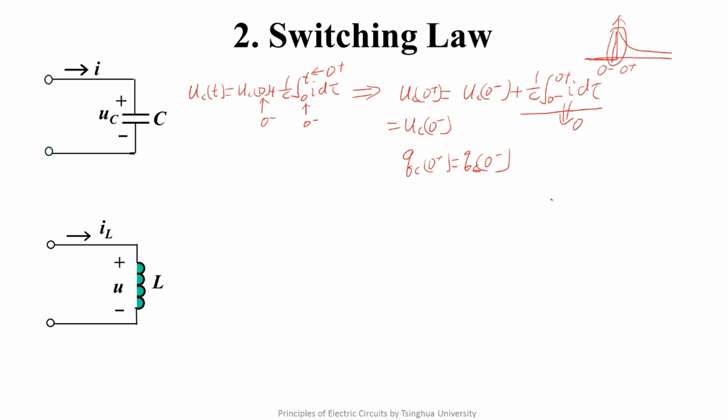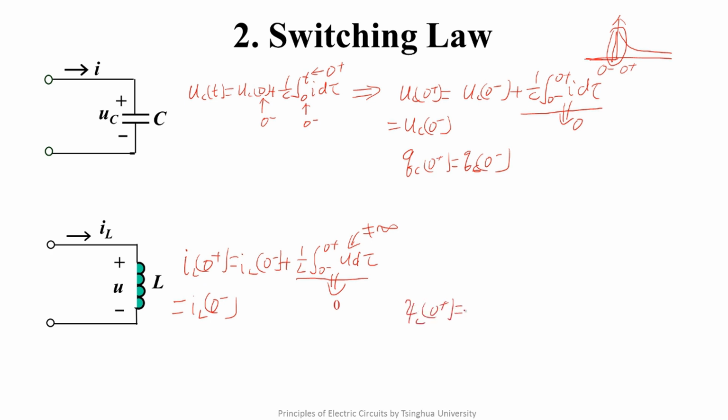After capacitors, by using the dual concept, we can find the switching law for inductors. If the inductor voltage during 0 negative to 0 positive is not infinite, this integral value is 0. So iL(0+) is always equal to iL(0-). Then the corresponding magnetic flux linkage conservation means that psiL(0+) is equal to psiL(0-).